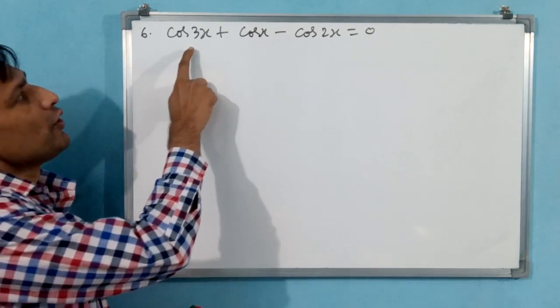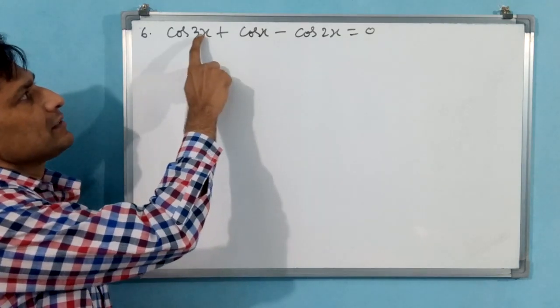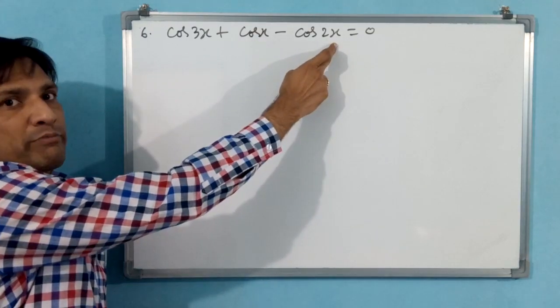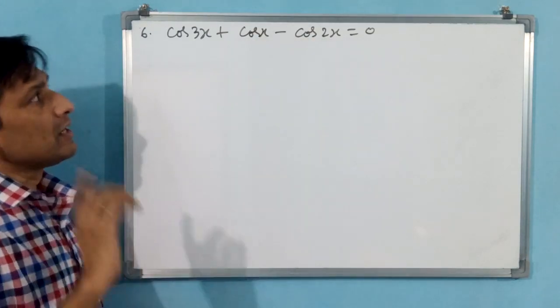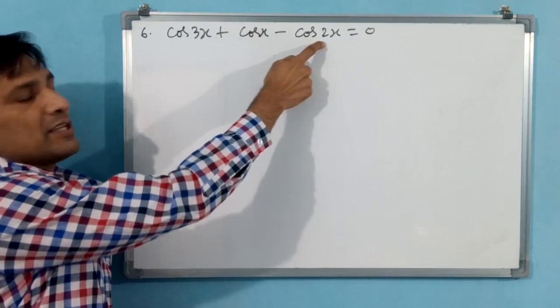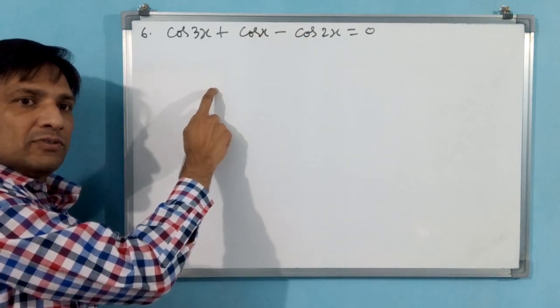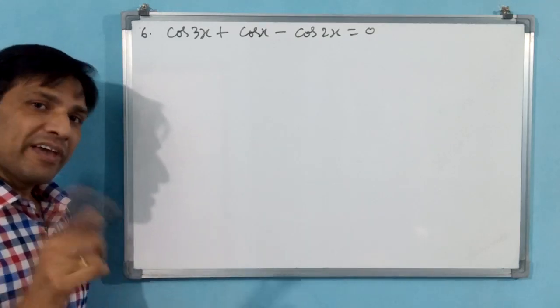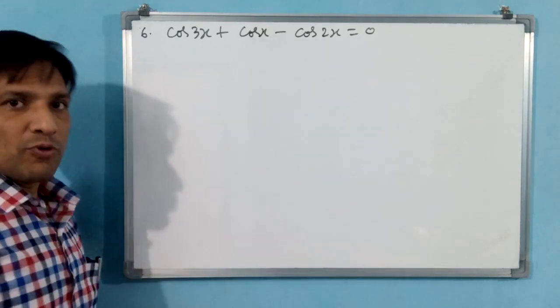You see, if you take 3 plus 1, 4 by 2, 2 is going to match. Okay, that you can take common. If you take 3 plus 2, 5 by 2, 2.5 will come. That is not giving a fair figure. That is why 3 plus 2 you don't take.